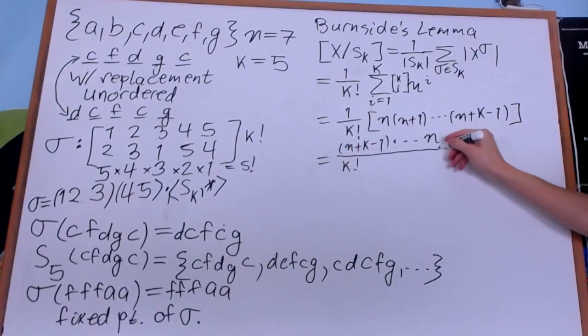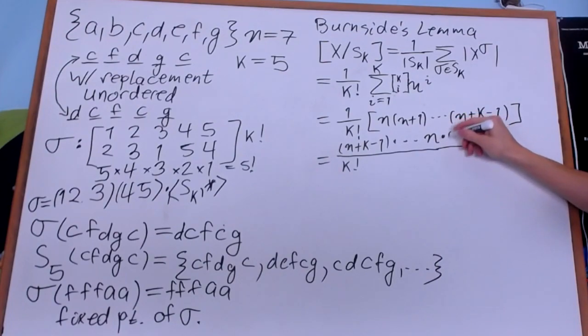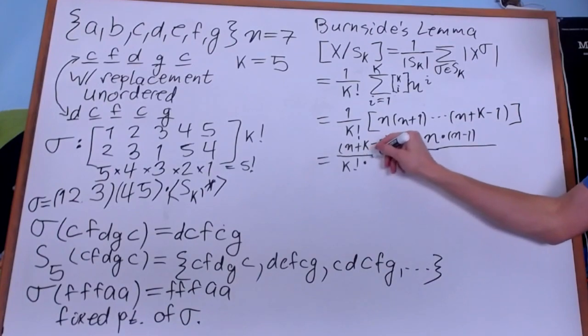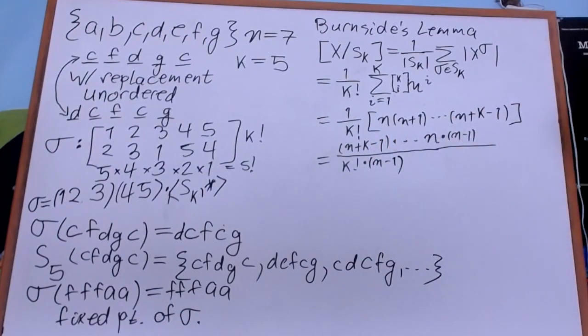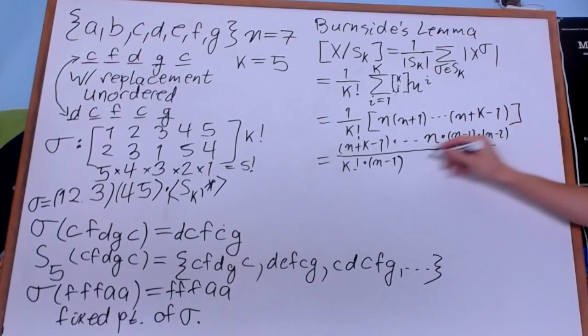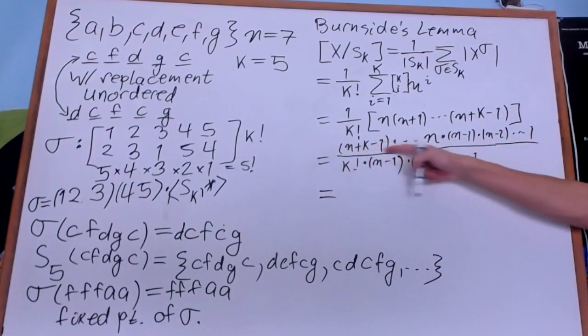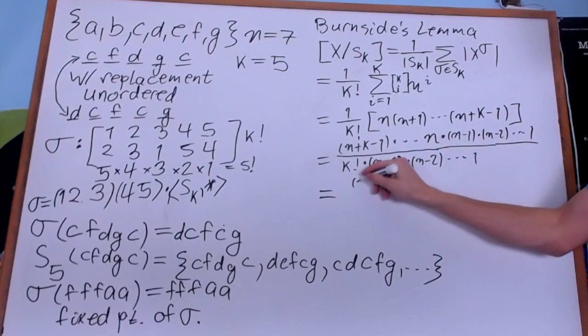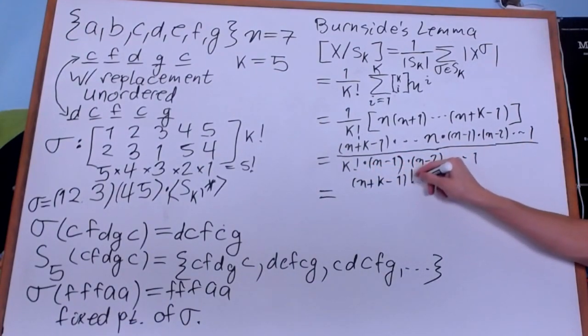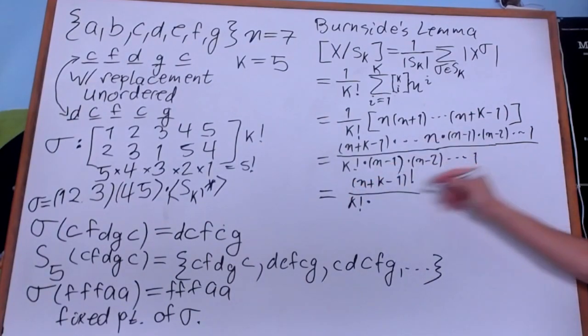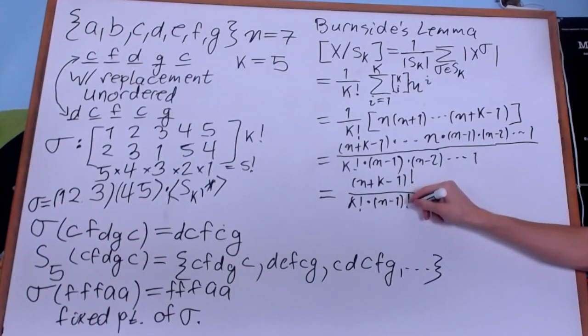But what we could do is continue multiplying down on the top. So we could multiply down by n minus 1 as long as we also multiply the bottom by n minus 1, because that cancels out. And so n minus 1 on the top and bottom, and then n minus 2 on the top and bottom, and then all the way down until 1 on the top and bottom. And you might immediately recognize that this right here is just n plus k minus 1 factorial. And this stuff on the bottom is just k factorial times, and that's n minus 1 factorial.